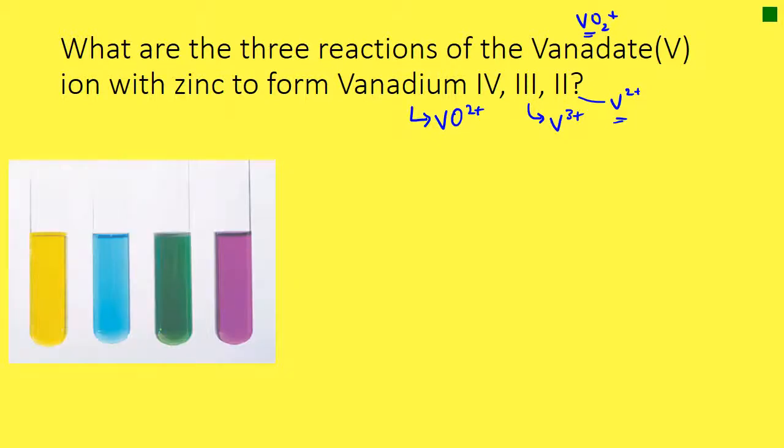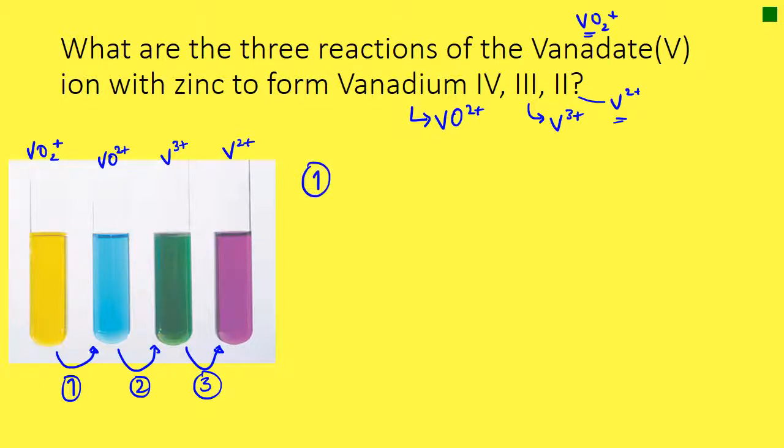And here is a reminder of the colours, so let's just label them. We've got our vanadate ion on the left, which is yellow, VO2+. We've got our VO2+ ion, which is blue. We've got our V3+ ion, which is green, and we've got our V2+ ion, which is violet. And the 3 reactions we want to study are this one here, and this one here, and this one here. So let's label them 1, 2, and 3. They're the 3 reactions we're going to do, and why not start with the first one?